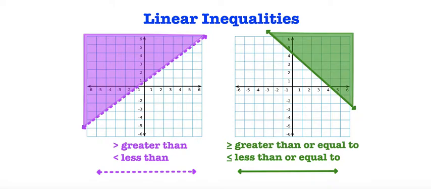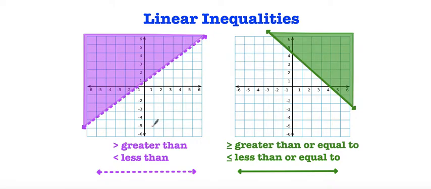So, linear inequalities are very similar to linear equations. We even graph them almost the same. However, in linear inequalities, we have an inequality instead of an equal sign. So we'll have equations with greater than, less than, greater than or equal to, or less than or equal to signs, as opposed to just an equal sign.